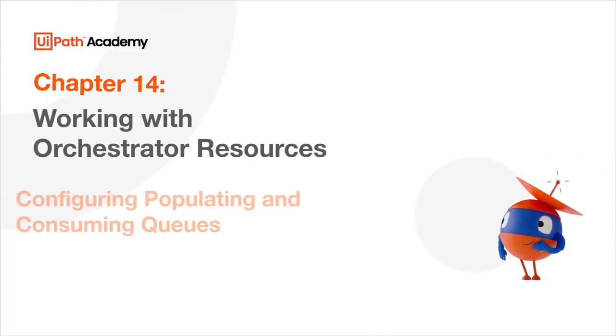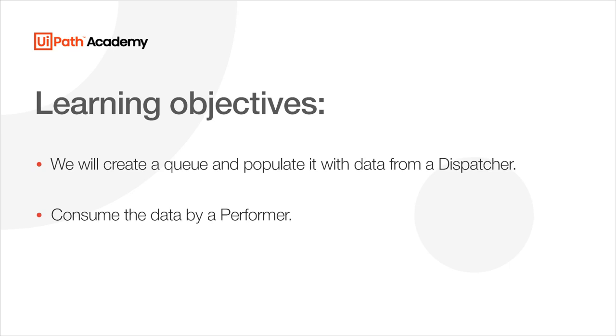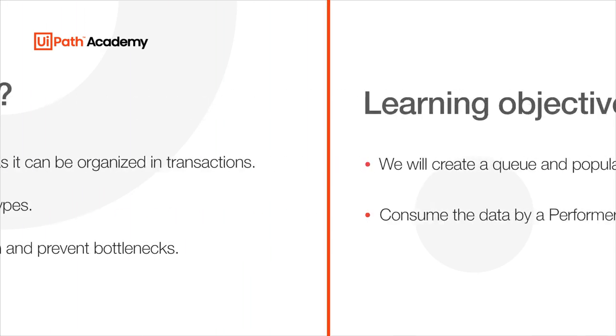Hello and welcome back. In this video, we'll learn how to work with queues in Orchestrator. We'll start by creating a queue in Orchestrator, populating it with data using an automation, typically called a dispatcher. Then, we'll consume the transactions in the queue using another automation. This type of process is typically called Performer. Let's begin with a quick overview.